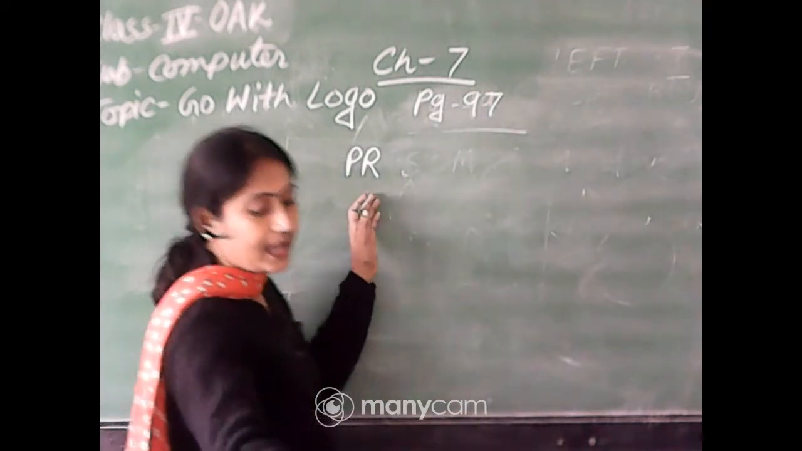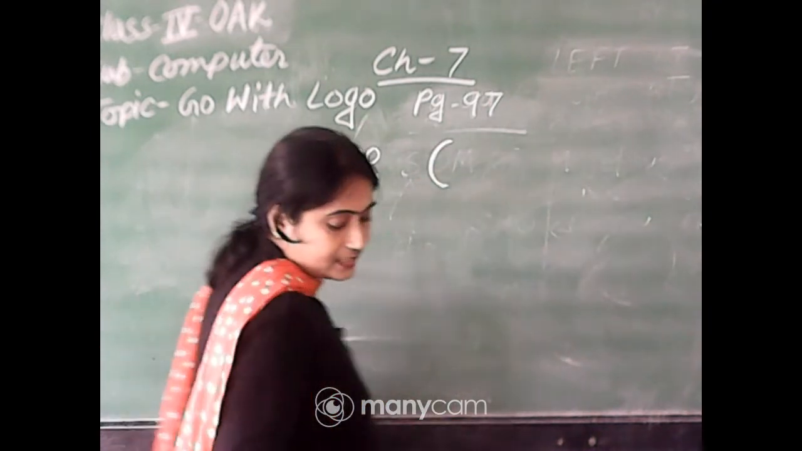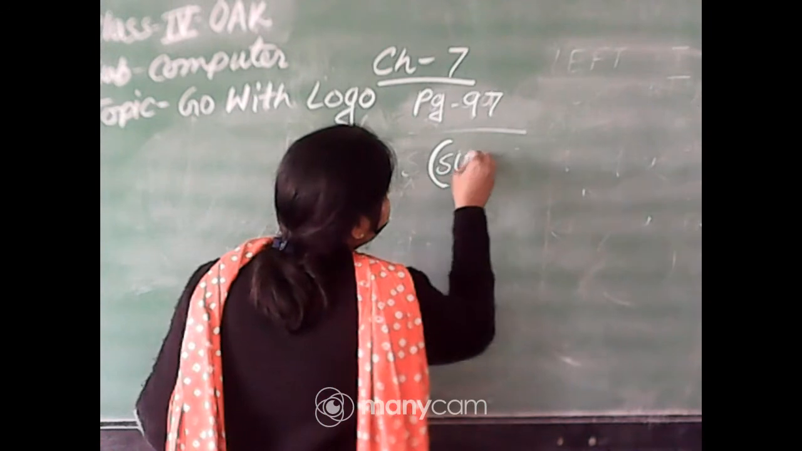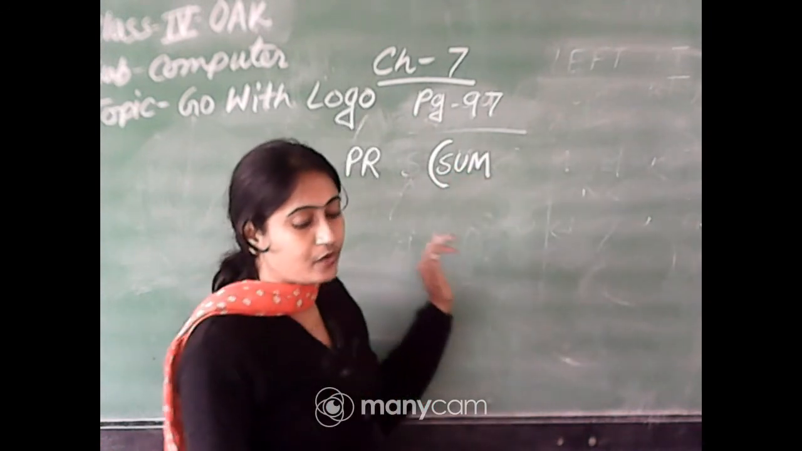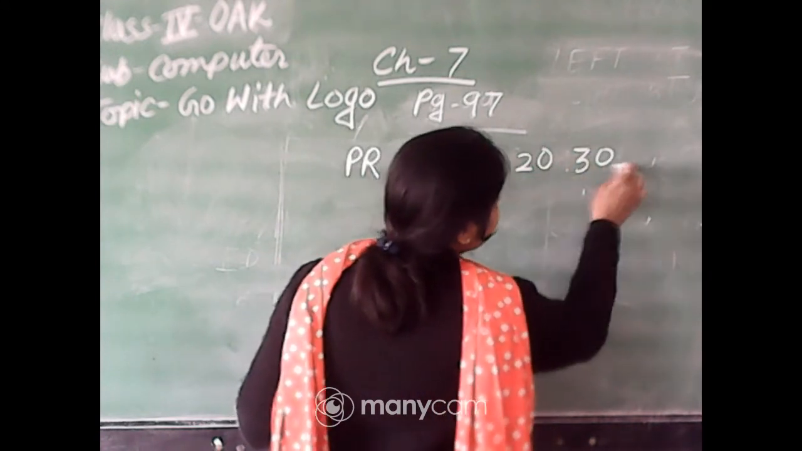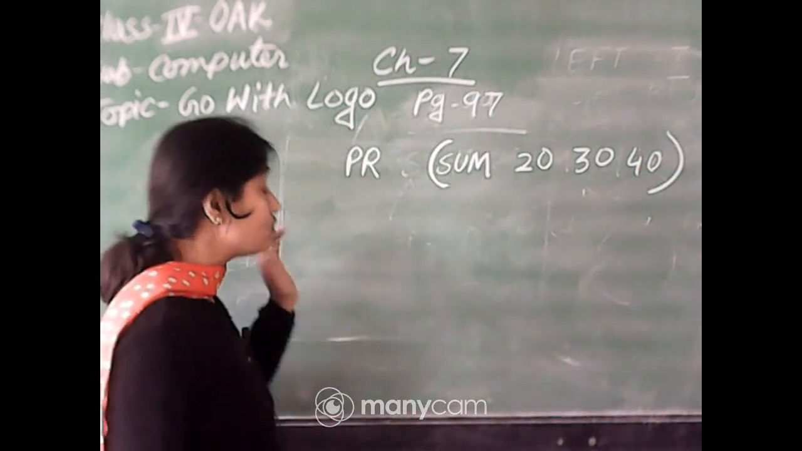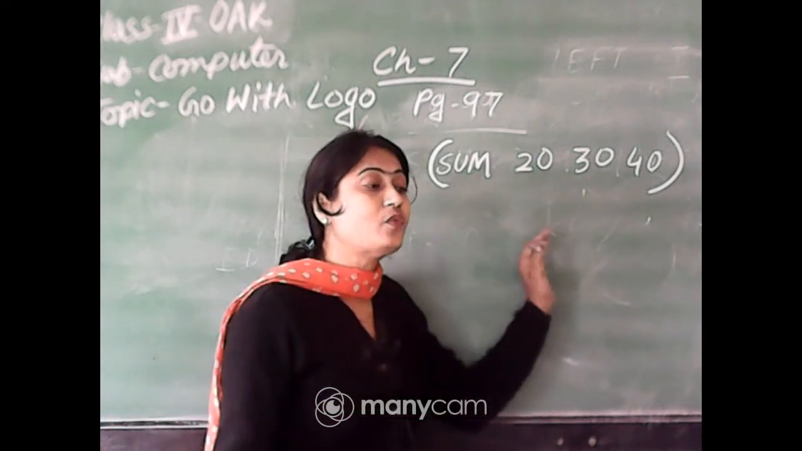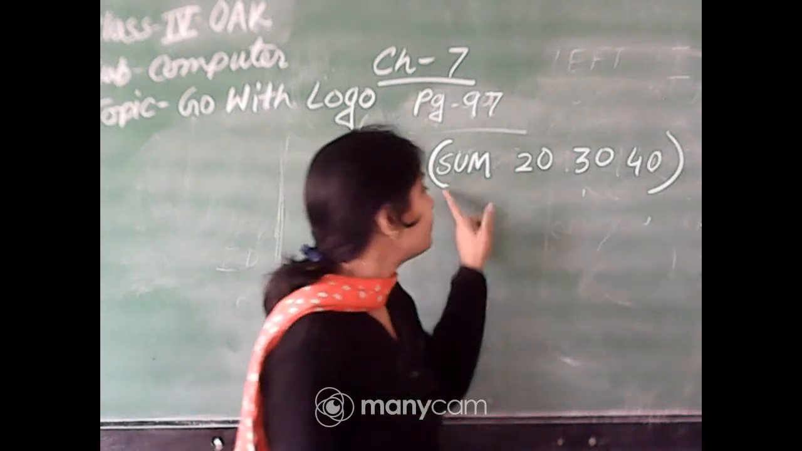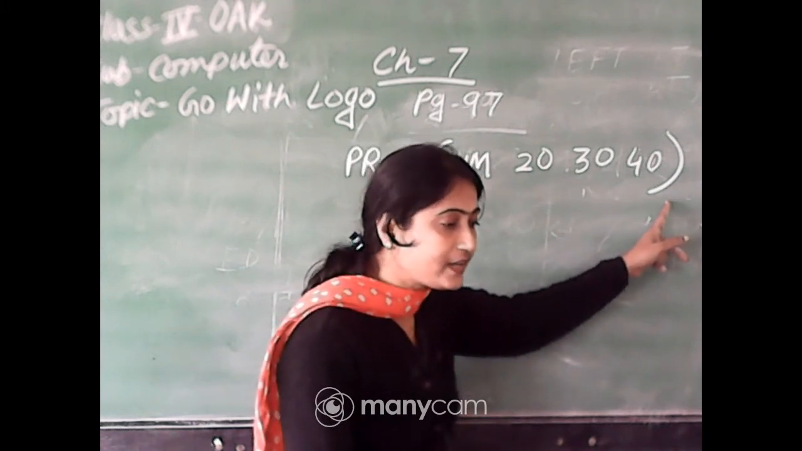If you want to add more than two numbers, then you have to write PR and then a bracket, give a space, and then give a bracket. This is a round bracket, this is called a round bracket, and then the sum function. If you want to add three numbers, suppose 20, 30, give a space, another number, and the third number 40, and then close the round bracket. So if you want to add more than two numbers, you have to write the function and the numbers within a round bracket. Okay, am I clear beta? Do you have any doubt, any queries?